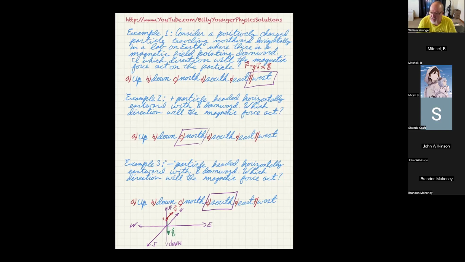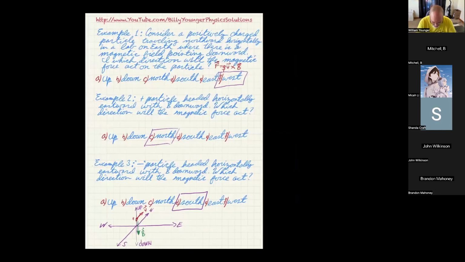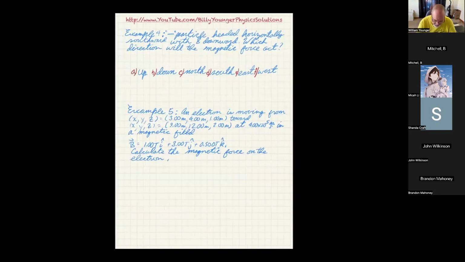This is the time where you definitely need to let me know if you're not getting it, because this is something we normally don't take that much time doing, but I definitely want to make sure everybody gets it. So let's try this one now. This is a negative particle headed horizontally southward with, again, the magnetic field downward. So what are you thinking now? Is it west?